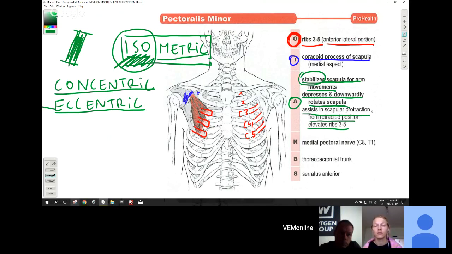This is just a little bit too much information. Let's just remember that it does stabilize the scapula. It does depress it, right? So it does pull it down, and it does protract it as well. And it does rotate it downwardly.